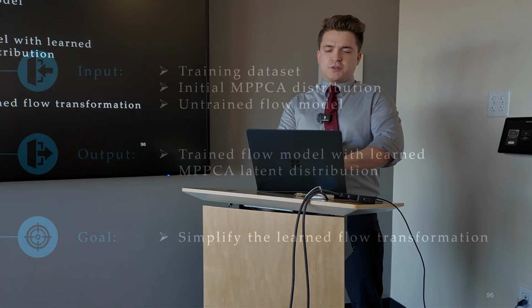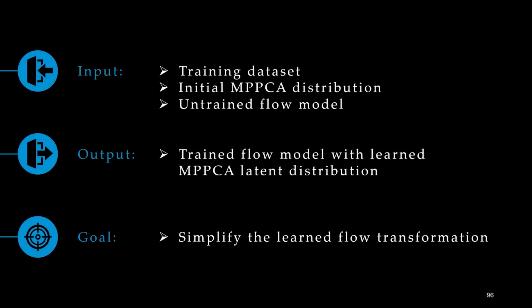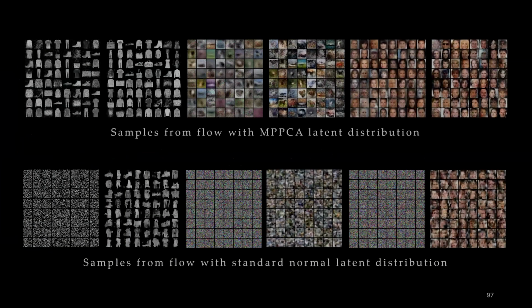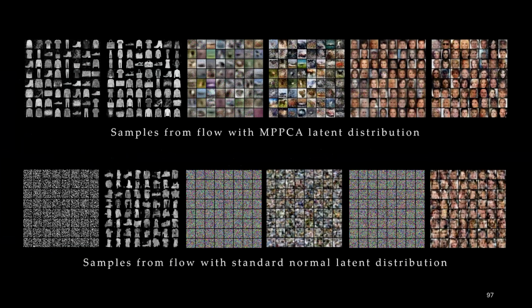And so as input, this approach takes in a training data set, an MPPCA distribution, and an untrained flow model. It will output a trained flow model where we have an MPPCA latent distribution, with the end goal being, let's simplify this learned flow transformation. And here's actually what this looks like in practice. At the top, we have samples from our flow with an MPPCA latent distribution. And on the bottom, we have samples from a flow with a standard normal latent distribution, which is a common alternative. And so here's how to interpret these image pairs.